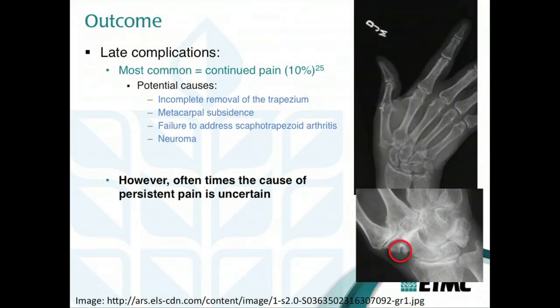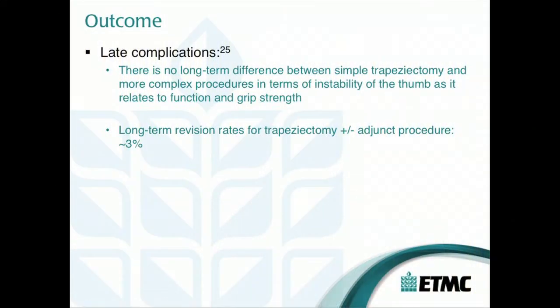And there are other things that surgeons look for in order to make sure that this doesn't happen. However, oftentimes in this patient group, the exact cause of the pain is uncertain, meaning that I can get X-rays after the operation, everything looks appropriate, the bone's where it needs to be at, there's not a lot of subsidence, there's no impingement, and there's just not a clear reason for why the patient is still having continued pain.